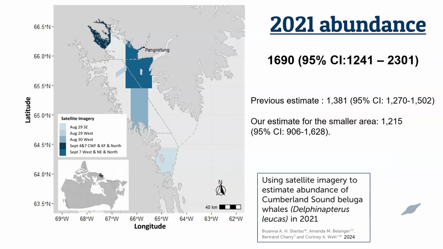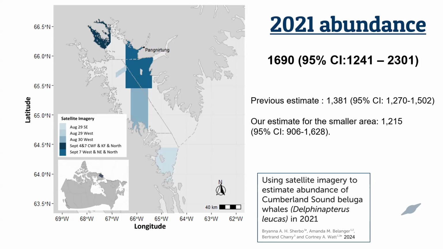So we had more than just the top fjords imaged in 2021. So everything that has a color on this map was an area that was imaged, and it was essentially extrapolated to the rest of Cumberland Sound to provide an abundance estimate. Our abundance estimate was approximately 1,700 individuals, which was larger than the previous estimate in 2017, which is closer to 1,400.